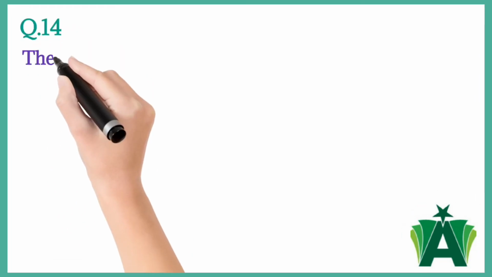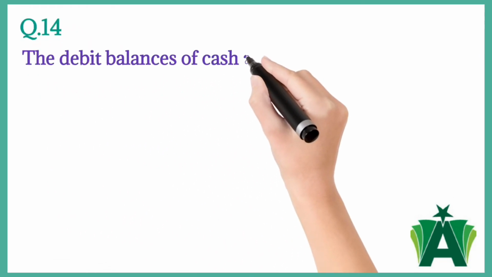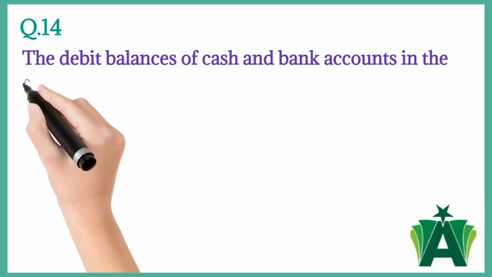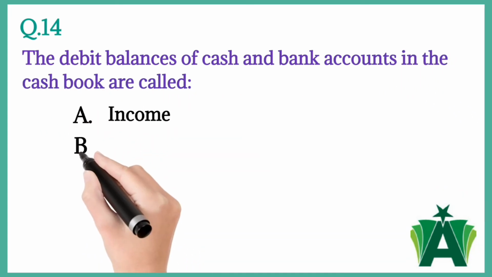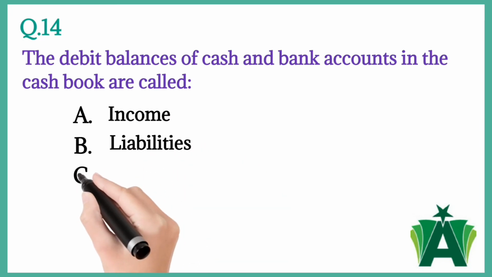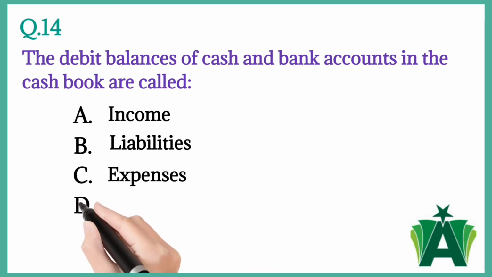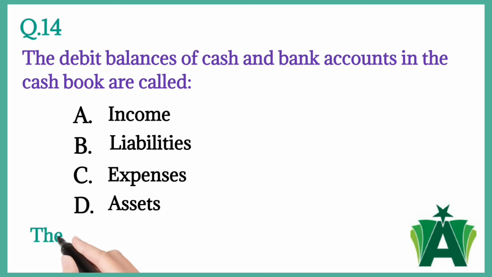Question number 14. The debit balances of cash and bank accounts in the cash book are called A. Income, B. Liabilities, C. Expenses, D. Assets. The correct answer is D. Assets.